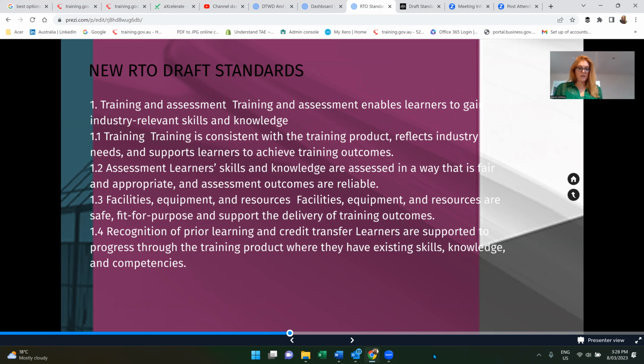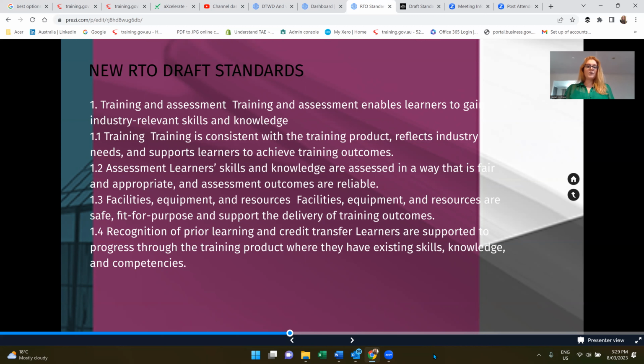Training is consistent with training products, reflects industry needs, and supports learners to achieve the training outcomes. Again, we go back to that support component. One of the things I want to highlight here is that once you've agreed to take on a student, once you've accepted that student's enrollment, you are responsible for supporting the student. If there were things you didn't do beforehand, like you didn't do an LLN, and then all of a sudden the student's LLN skills are not sufficient to get them through the qualification, that's kind of on you now, because you didn't do the checks in the beginning that you were supposed to do. So it's really important that you are thinking about that.